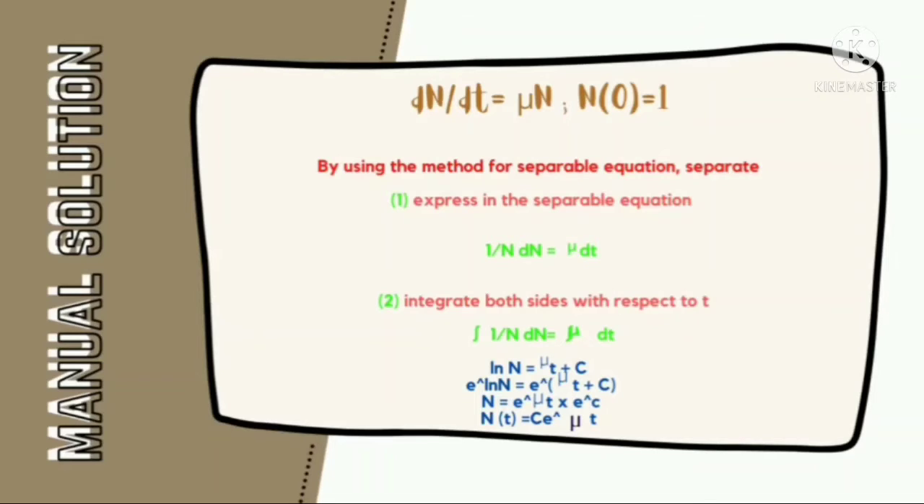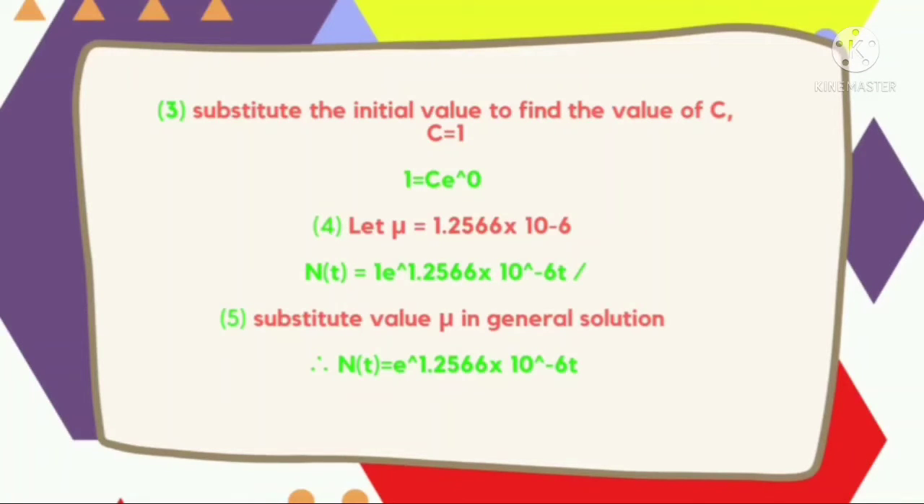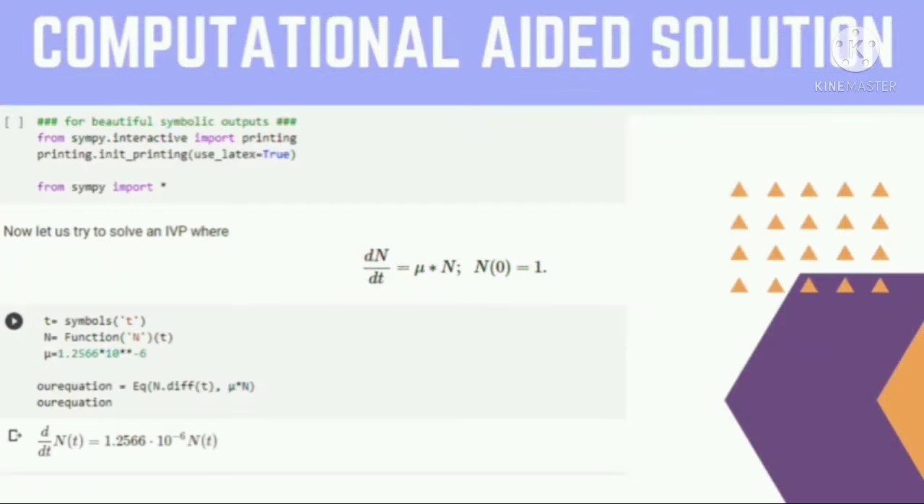To get the general solution, we need to use the method for the separable equation. We need to separate, which means we will bring the dt to the right side and N to the left side. And we will get 1 over N dN is equal to mu dt. After that, we need to integrate both sides. Therefore, our general solution is N(t) equal to C e to the power of mu t. To get the constant value, we can substitute the initial value into the general solution. Then we get N(t) equal to N naught e to the power of mu t.